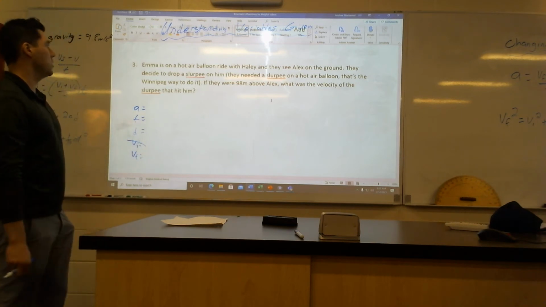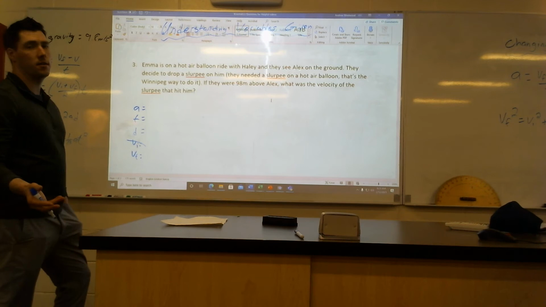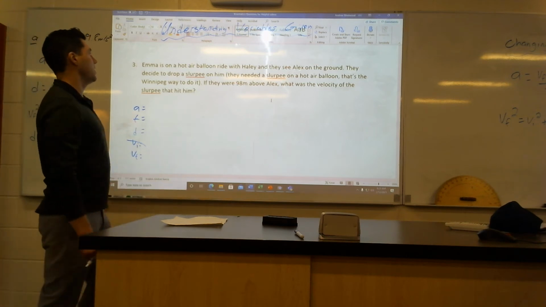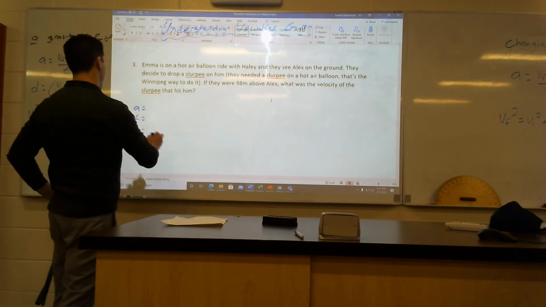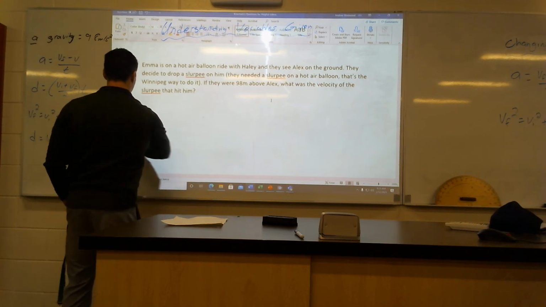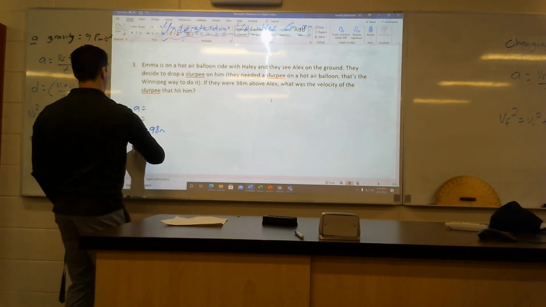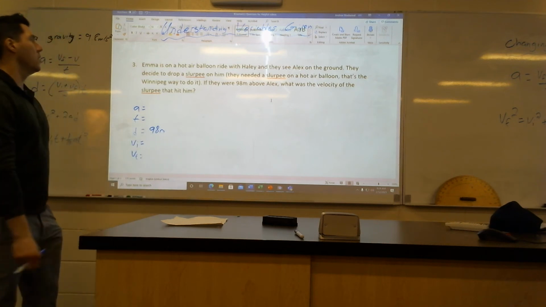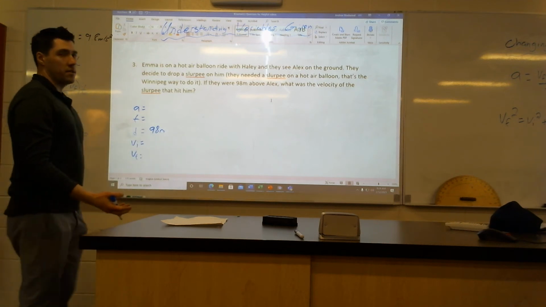On this one, it only looks like we honestly only have one given variable. It says if they were 98 meters above Alex. So we have a distance of 98 meters. I want to make sure that VI is back in here. So that's all we're given, a distance.